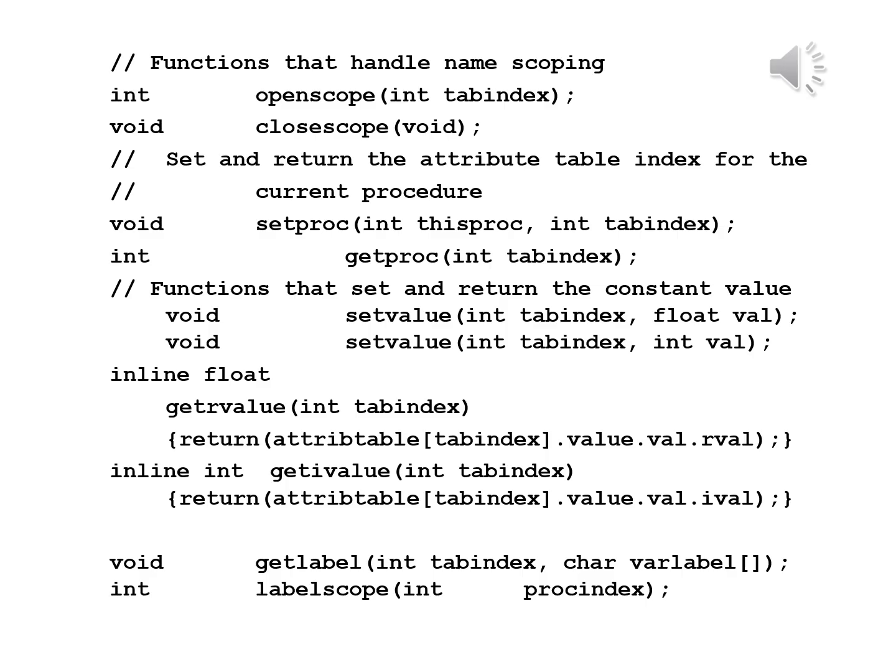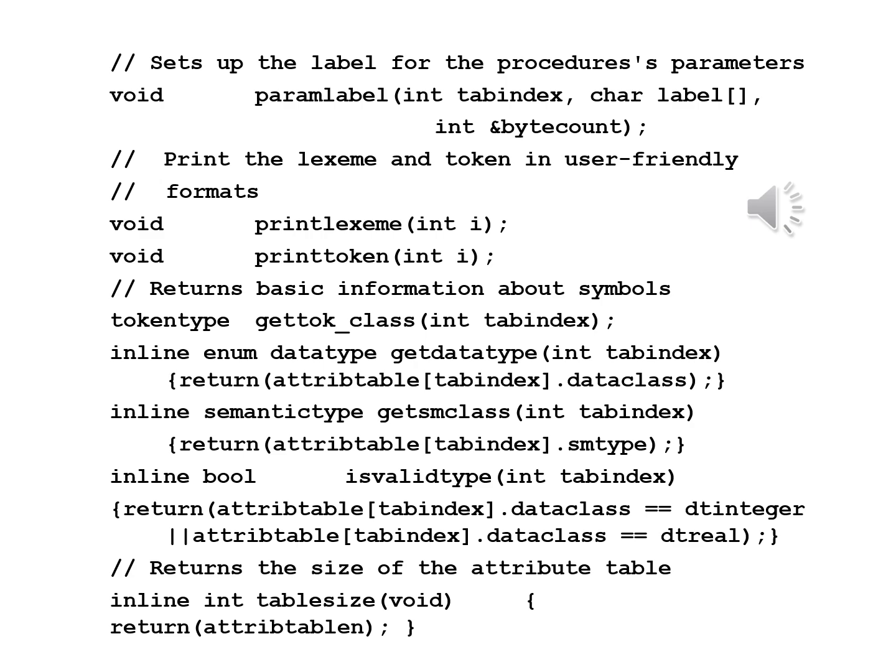getLabel will return the string indicating the address of the variable. The JSON compiler translates the program into Intel assembler, so the label is this compiler's equivalent of a low-level address. Label scope will indicate in which method this label appears. ParamLabel sets up a label for the procedure's parameters. PrintLexeme and PrintToken will print the lexeme and token respectively.